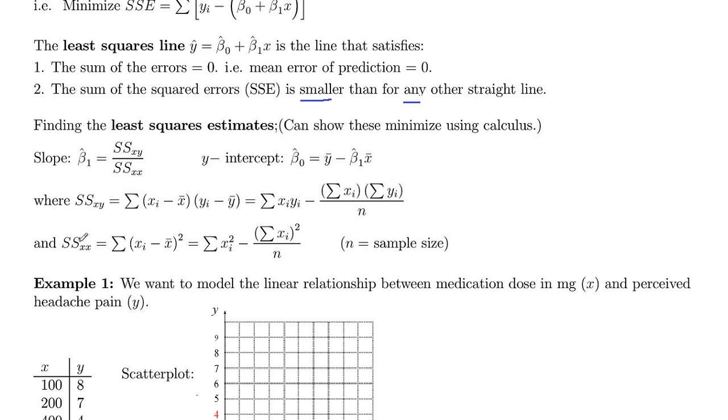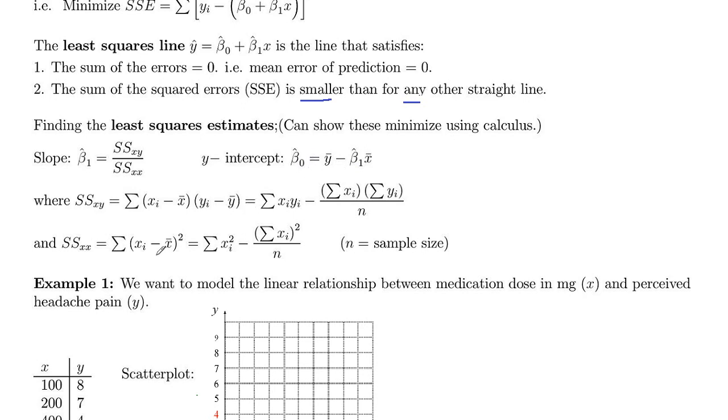And then the quantity SSxx is the sum of xi minus x bar squared. So the deviation in x coordinates squared, sum them up. Algebraically, that's equivalent to the sum of the x coordinates squared minus the sum of the x coordinates quantity squared over the sample size n. And then our y-intercept turns out to be beta 0 hat, which is y bar minus beta 1 hat x bar. So once you find your slope here, you plug it in here to get your y-intercept, along with the mean of x and the mean of y.